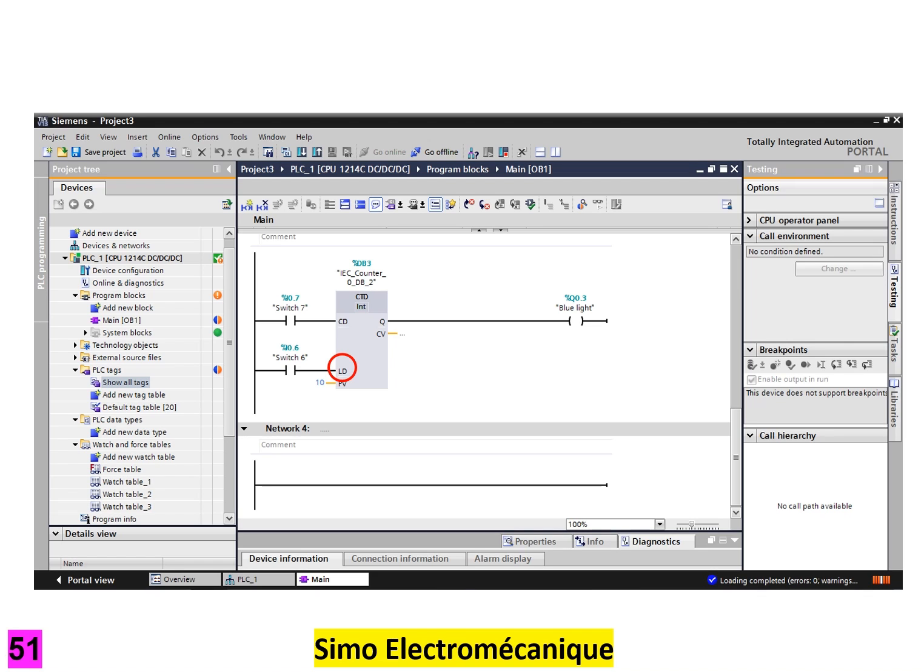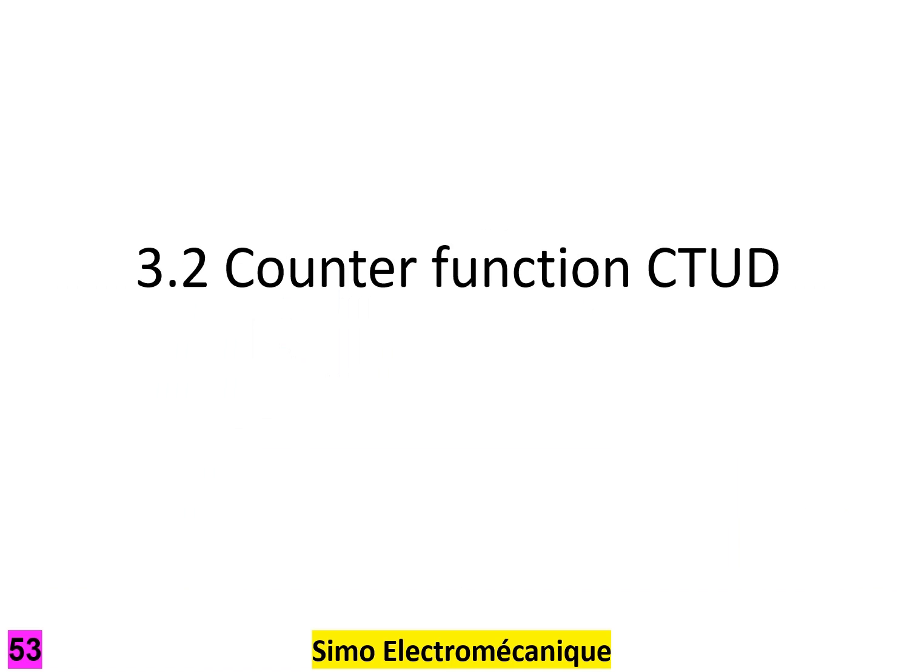Once this has happened, the counter then decrements or counts down to 0. Once 0 is reached, output Q is switched on. Note again that it will continue counting below 0 until LD is again triggered to reset back to the starting value. Here the starting value is 10, stored in PV.